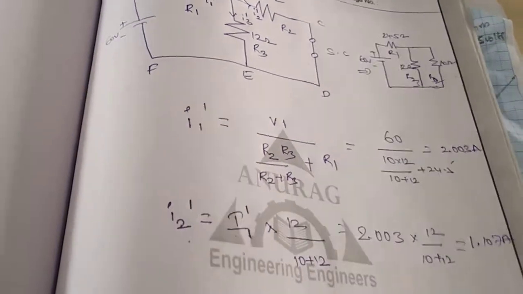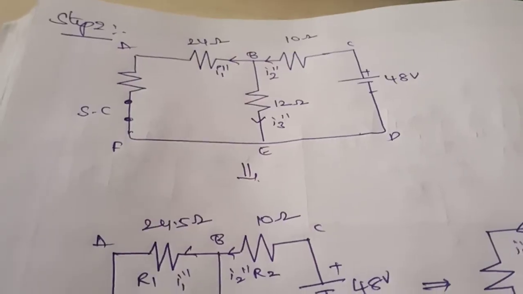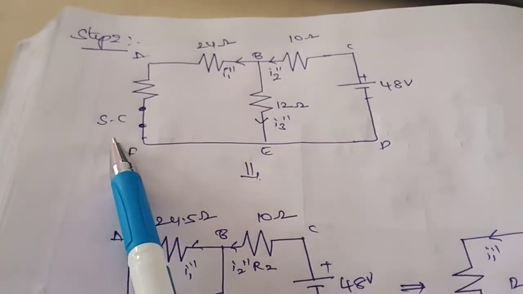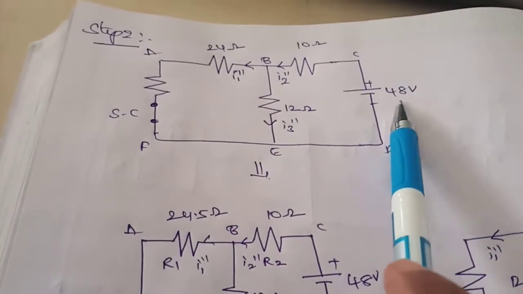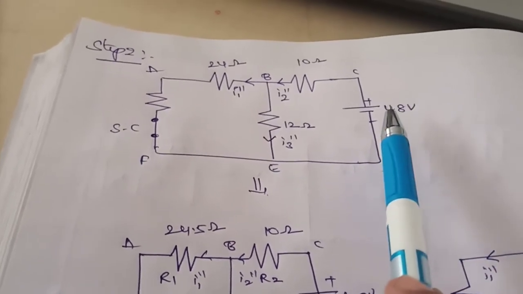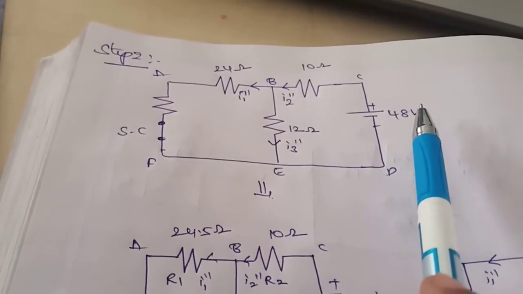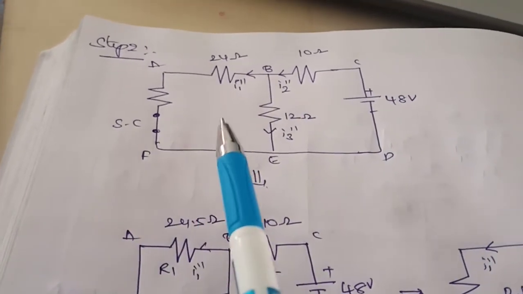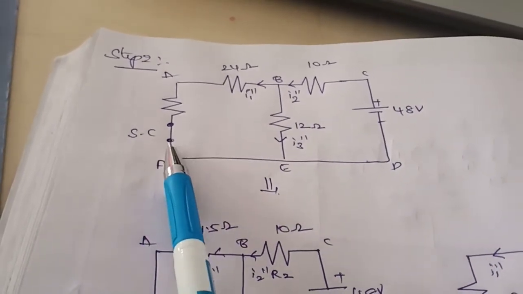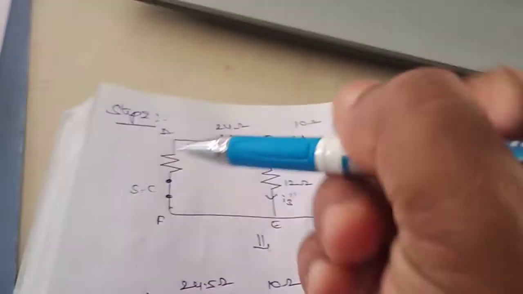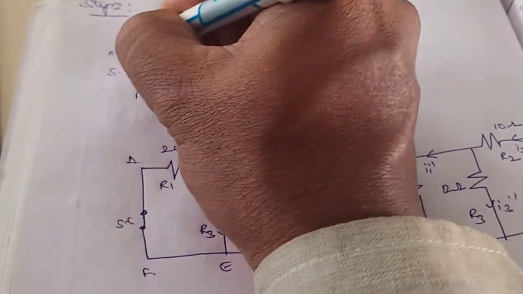Now we have to go for the second step. In step 2, we consider the 60 volt source as a short circuit and the 48 volt source acting alone. In step 1 we considered only one voltage source acting alone, with the other voltage source short circuited, and we found I1 dash, I2 dash and I3 dash. Now in step 2, we have short circuited this 60 volts and considered only this 48 volts alone.